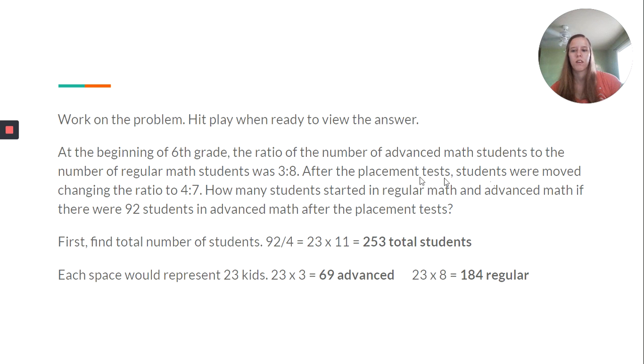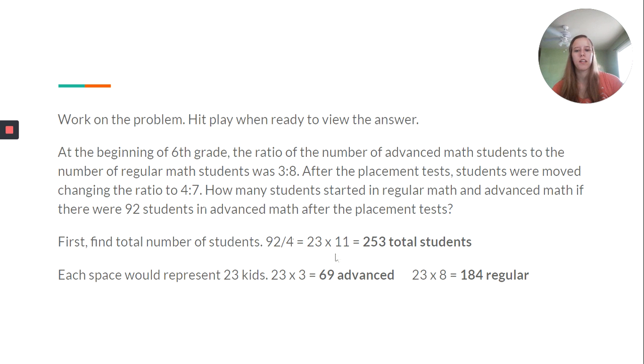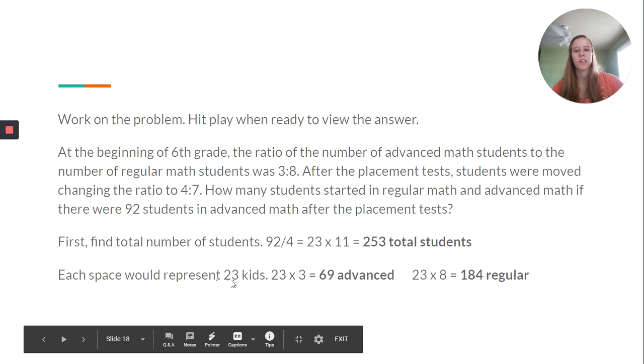So first, let's find the total number of students. So if we take 92 divided by 4, because that's how many is represented in our ratio, we find that there are 23 sets for each one here. So we take that times 11, we get 253 total students, and then each space we know represents 23 kids. So if we're looking back at the original one, we can take 23 times 3 to find there were 69 advanced math students, and 23 times 8 to find there are 184 regular math students.